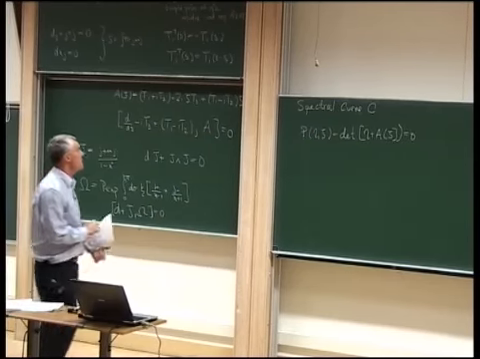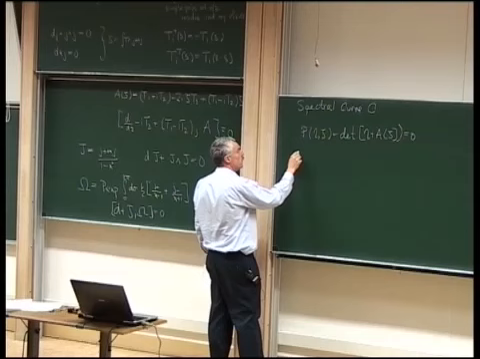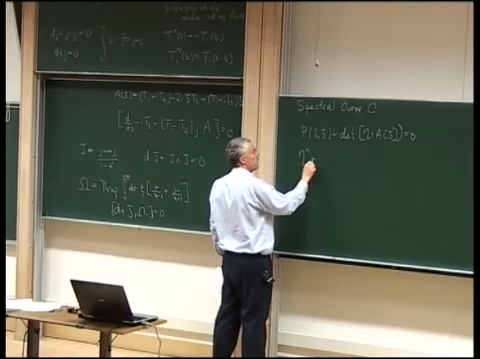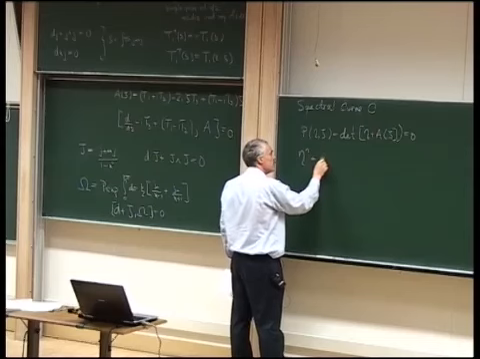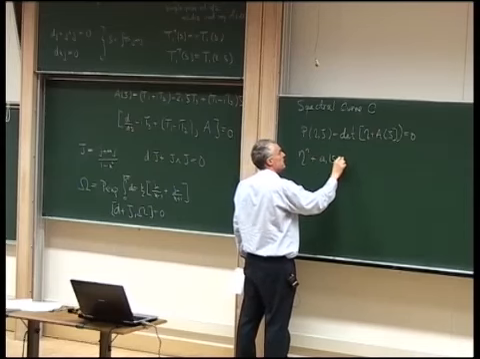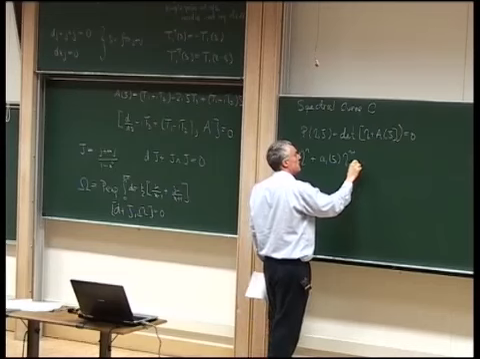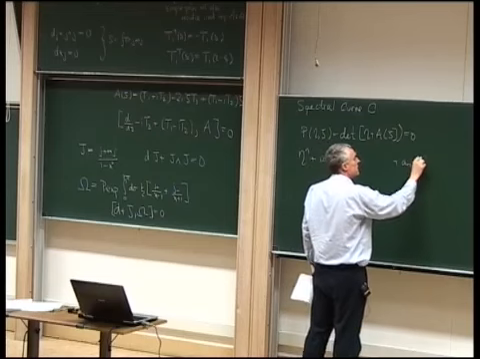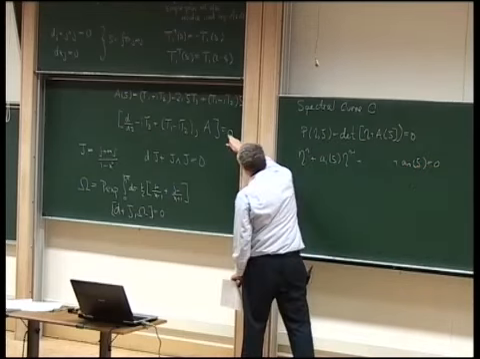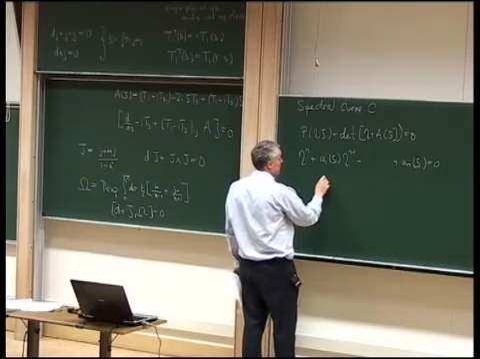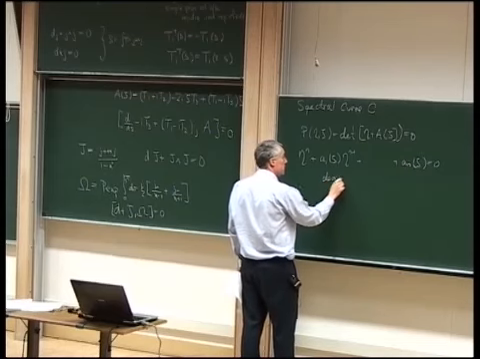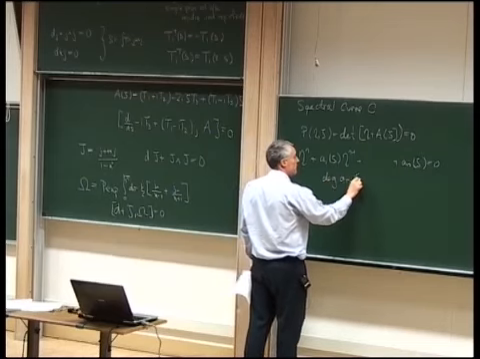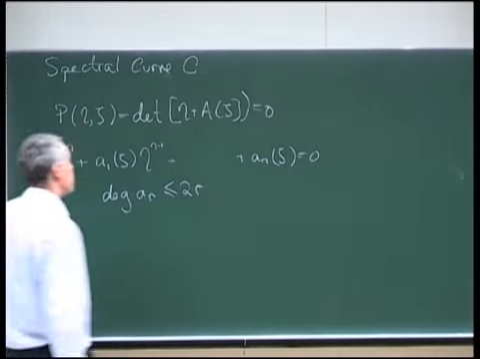Now, if you go through what I've said, firstly, this takes the form of eta to the n plus a1 of zeta eta to the n minus 1 plus up to an of zeta. And just looking at the definition of A, you have that the degree of a_r is less than or equal to 2r in zeta.